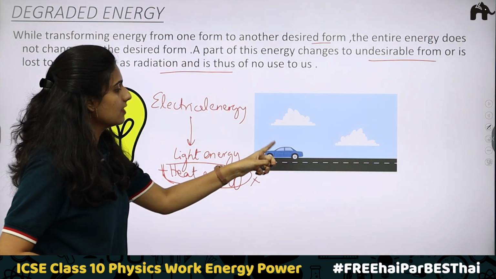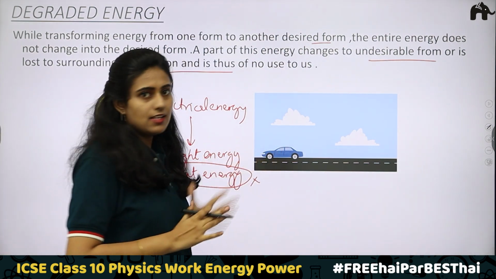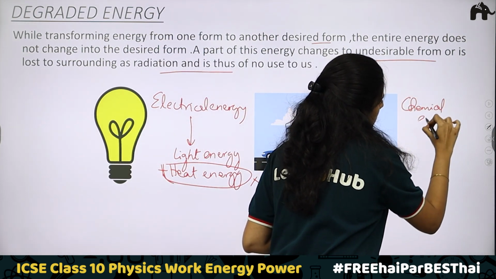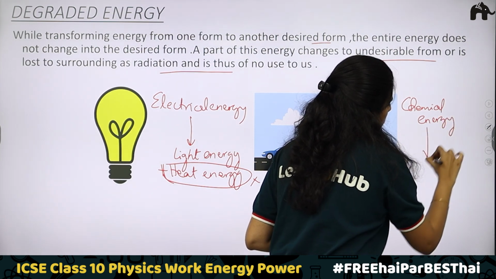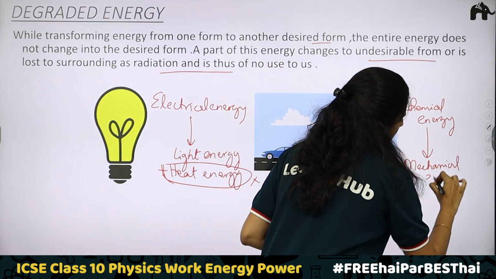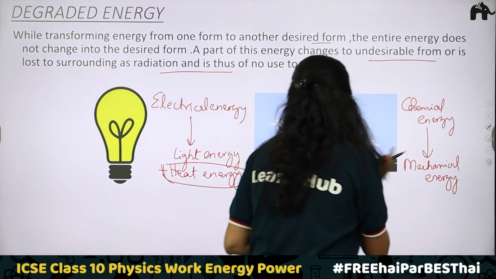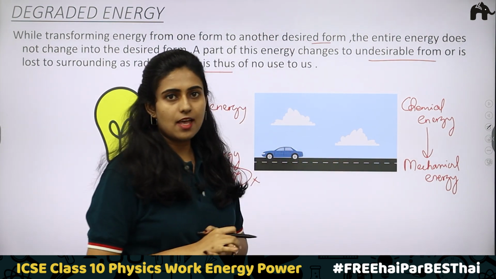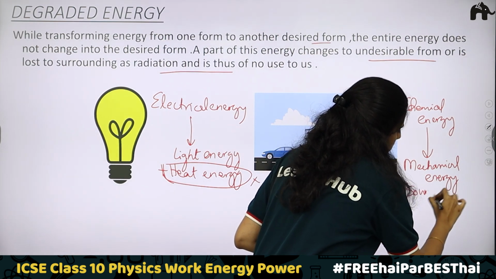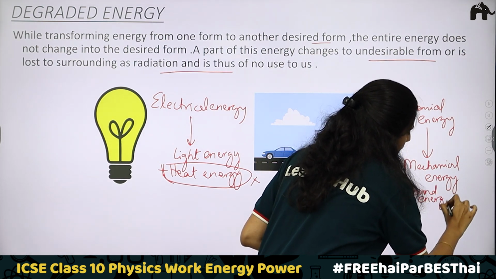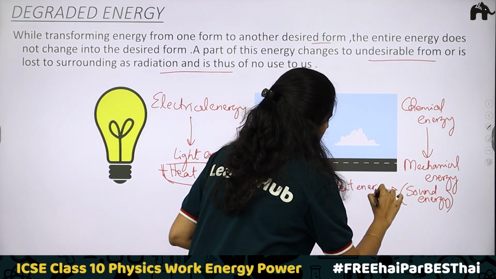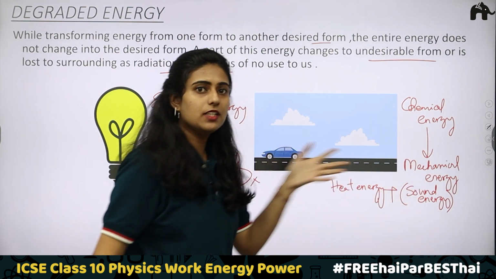Next, take a case where a car is moving. When a car is moving, what is the product here? Chemical energy should be converted into mechanical energy. Okay, mechanical energy, energy which is related to motion. Is it only the motion of the car, the motion of the automobile, that is happening here? It is producing sound, right? Sound energy is being produced. Due to friction, there is heat energy being produced. Heat energy and sound energy, noise pollution, is being produced.